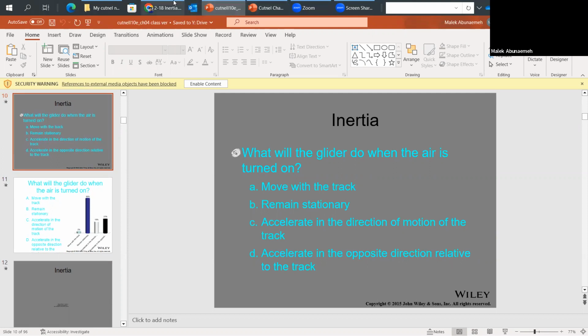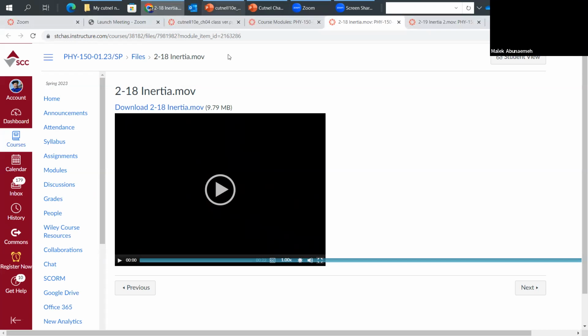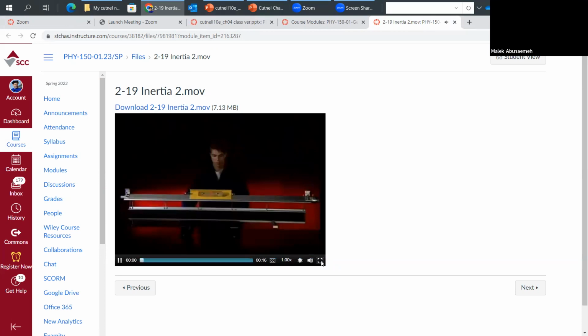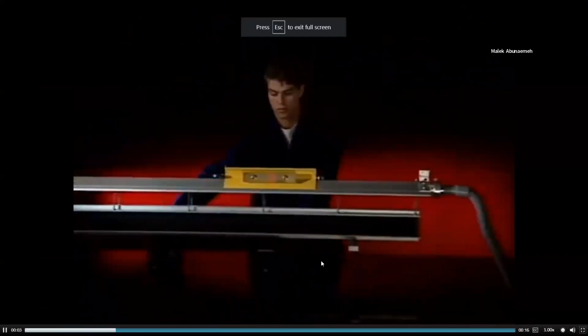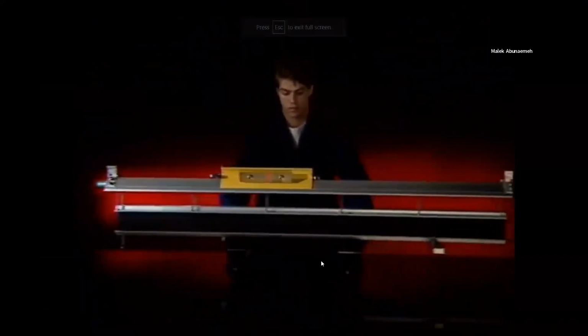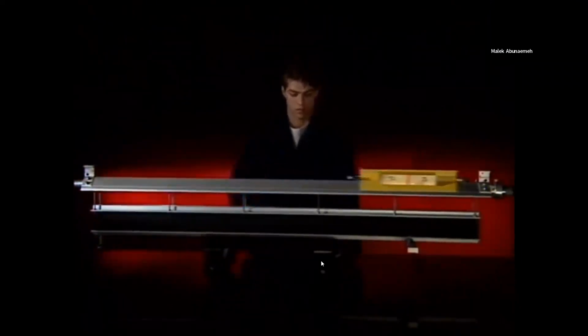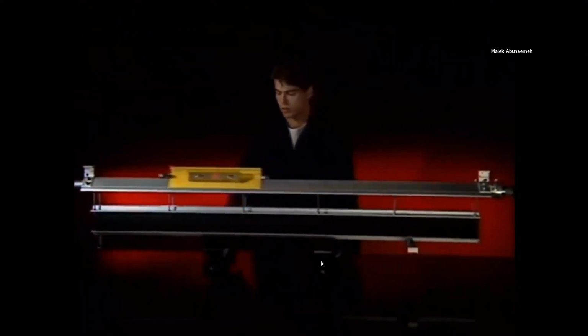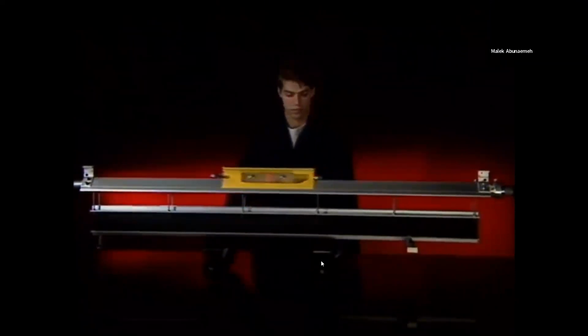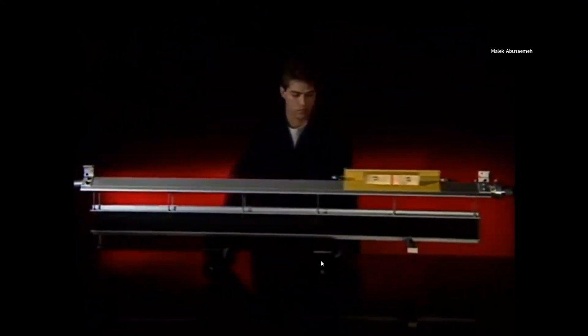All right, let's go ahead and watch the next video to look at the answer. The glider is now motionless. Now, if you give it a single push while the track is stationary, it keeps on going back and forth.